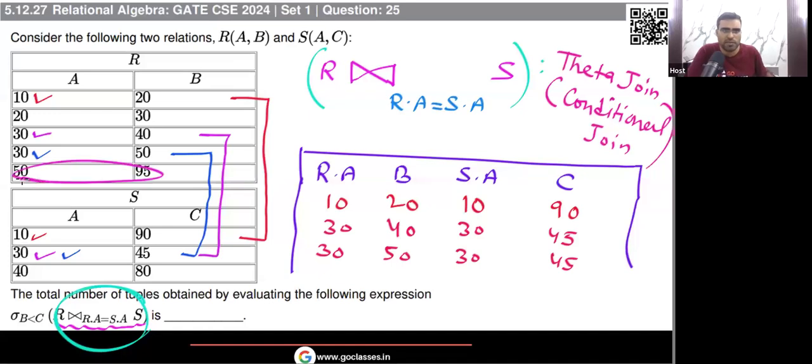Next, this tuple will not match with anyone, because here the a value is 50 and there is no a value 50. So this is the result. Three tuples we are getting. Very simple.